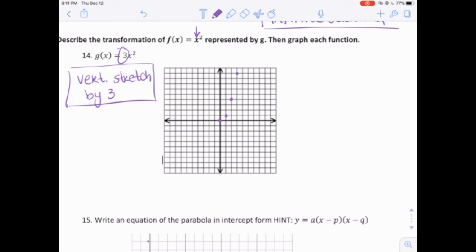Remember, you need at least 2 points on each side of the vertex. So we can draw half of our parabola here, and then mirror across the axis of symmetry to get some more points on the other side and draw the other half. This is our f of x. This is f, the one that we started with, our parent function.